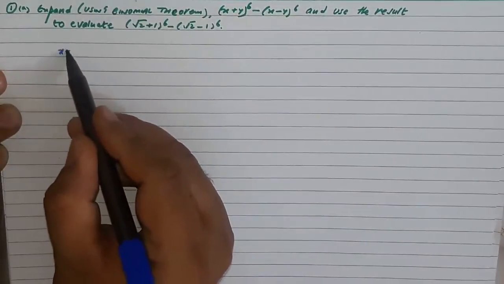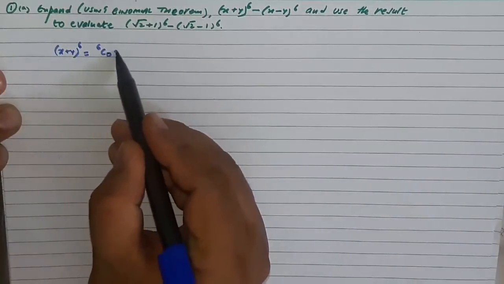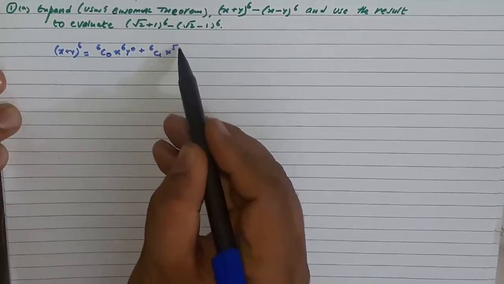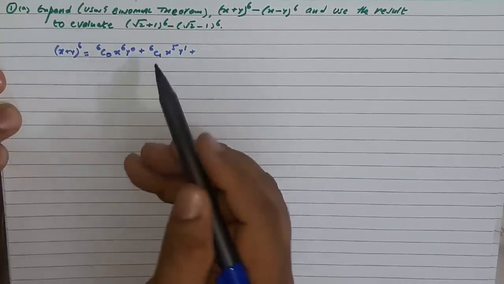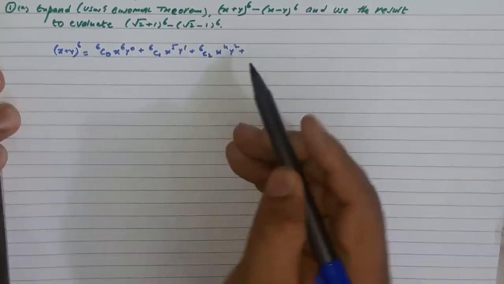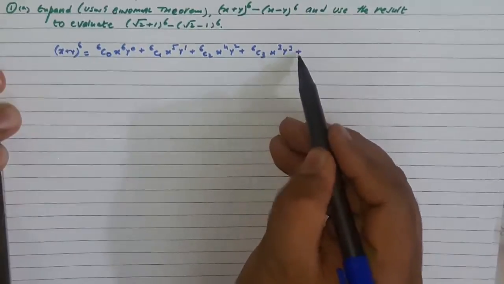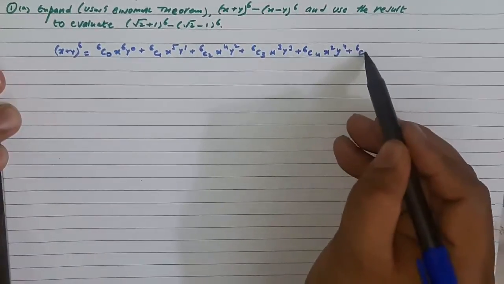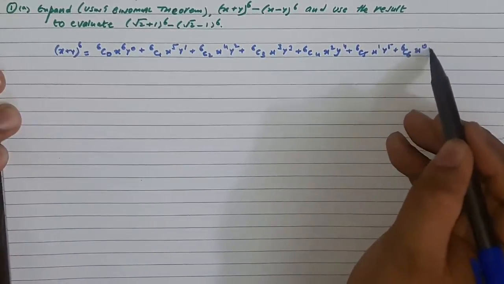We know how to expand (x + y) raised to power 6, right? Using binomial theorem, we can say that it is 6C0 x^6 y^0, 6C1 x^5 y^1, meaning the powers of x are reducing and the power of the second term, that means y, are increasing. This is x cube y cube, then 6C4 x square y^4, 6C5 x y^5, and last 6C6 x^0 y^6, right?